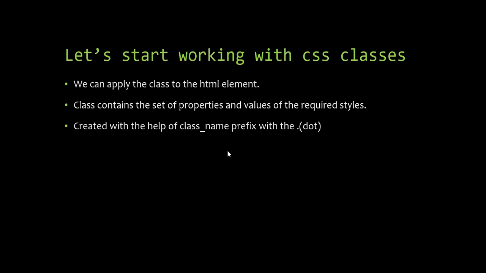Let us start working with the CSS class. We can apply the class to the HTML element, and the class contains the set of properties and the values of the related style, and we can create the class by applying some styles to the tag element, and that class name should be prefixed with the dot. Whatever name you define should be prefixed with a single dot. That will be considered as the class. Let us go ahead with the practical.